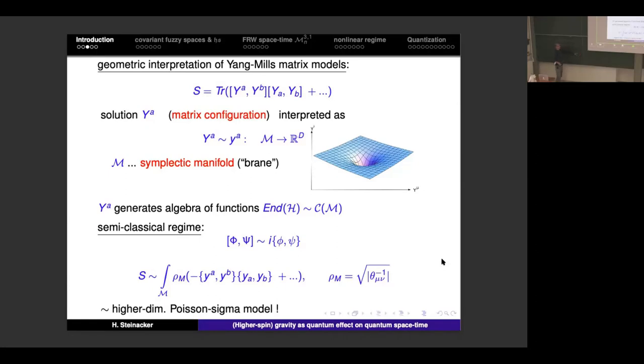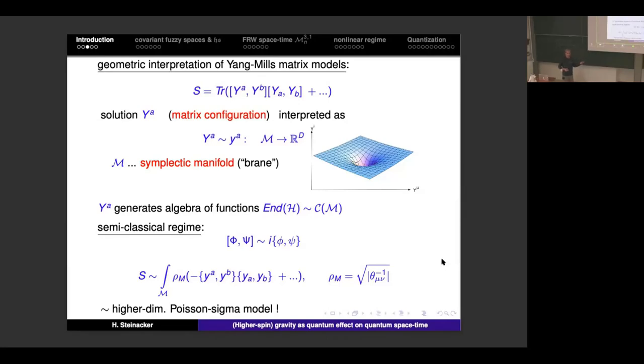That's in the IKKT model for supersymmetry reasons. For the moment, you can think of 0 to 3. So for the first part of the talk, you can just think of four-dimensional models. Now, how do you think of that? It's an action of matrices. So you have 10 matrices. What can you do with matrices? You can multiply them. That's not such a good idea. It's better to take commutators and to take the trace of commutators. And that's the most natural model here.